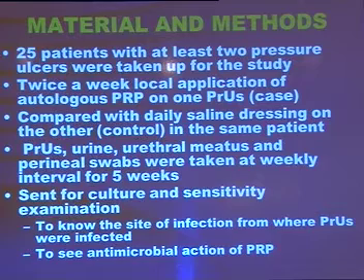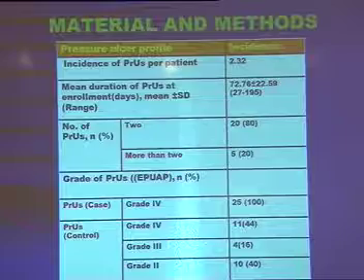Pressure ulcer, urine, urethral catheter and perineal swabs were taken at weekly intervals for at least 5 weeks, and they were sent for culture and sensitivity examination to know the site of infection from where pressure ulcers were infected and to see the antimicrobial properties of the platelet-rich plasma.